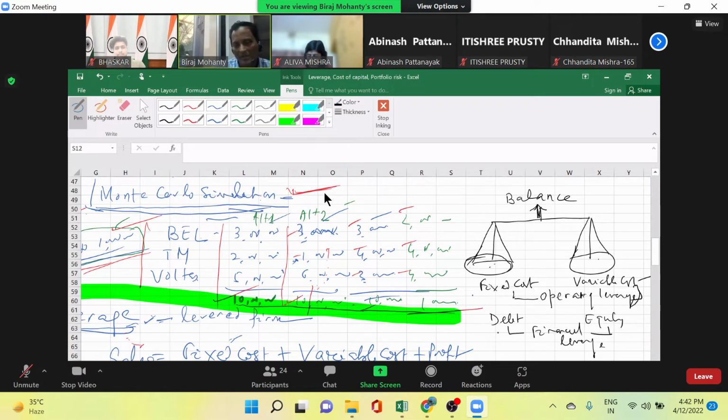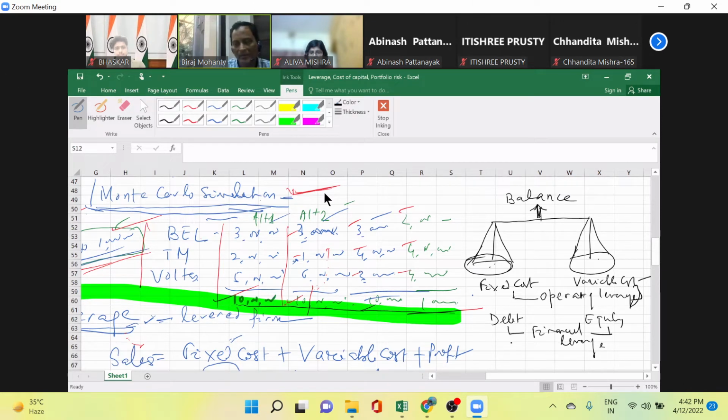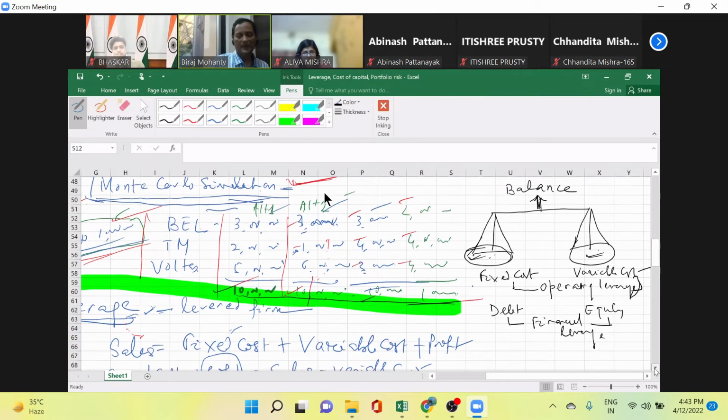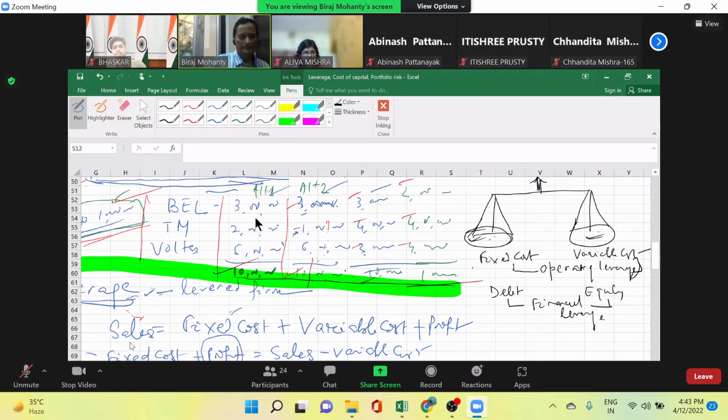Although its meaning is balance, in a company can you do it like that, with fixed cost and variable cost the same? It is not possible. So you will have to see in this balance which side you put more weightage on. That is the basic meaning of leverage: finding a proper trade-off between fixed cost and variable cost, or debt and equity. When it is fixed cost and variable cost, it is operating leverage. When it is debt to equity, it is financial leverage. Got it? Yes, sir. Okay.